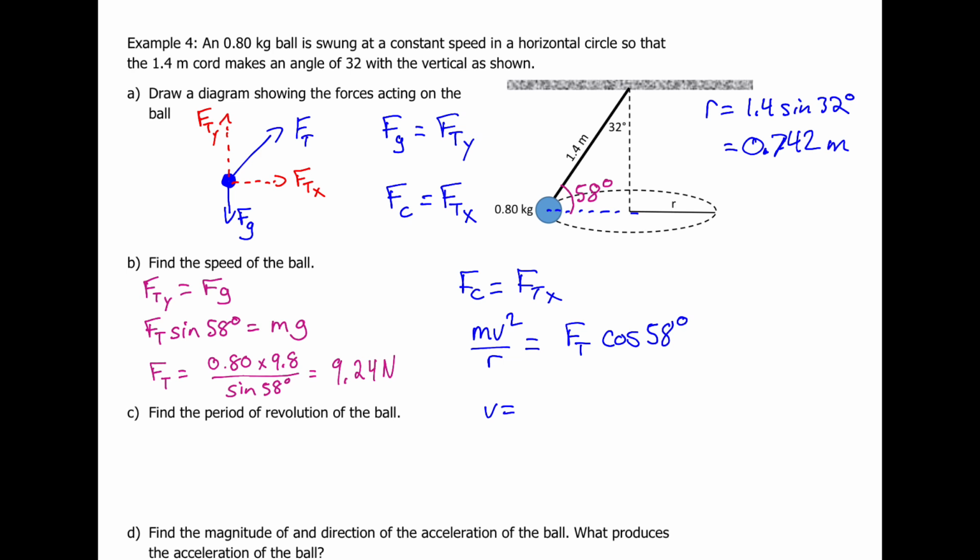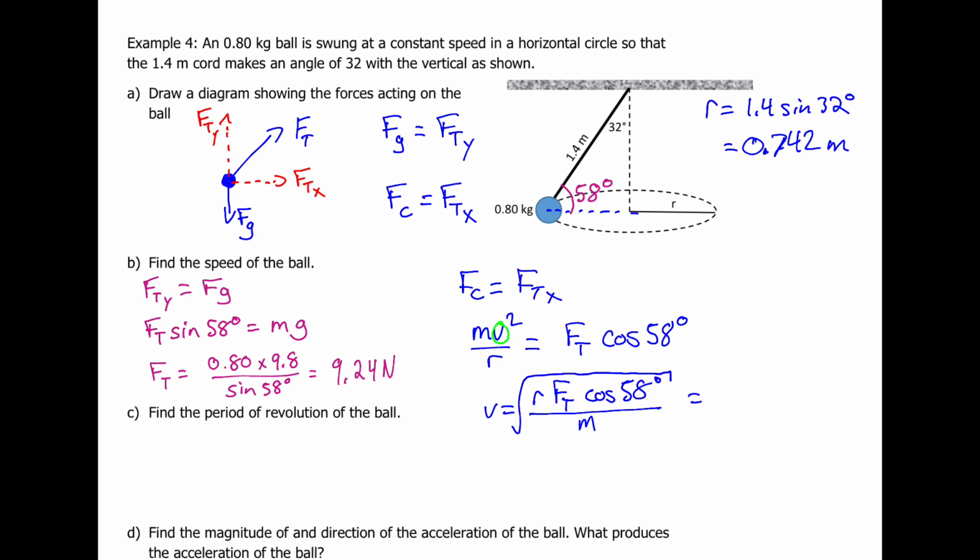V is equal to what formula? Can you solve for this V all by yourself? How do I deal with that? Square root of Ft cos 58 r divided by m. That'll do it. I'm going to put it in a different order: the square root of r Ft cosine of 58, all divided by m. So that's my formula.